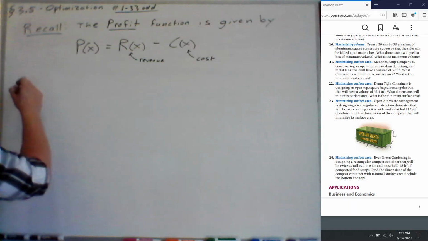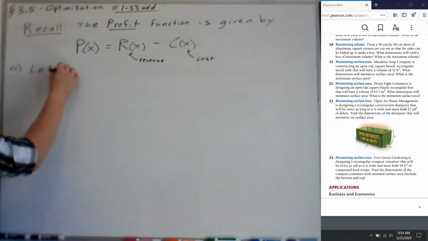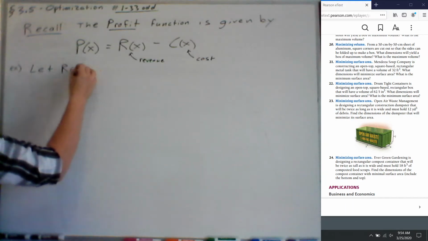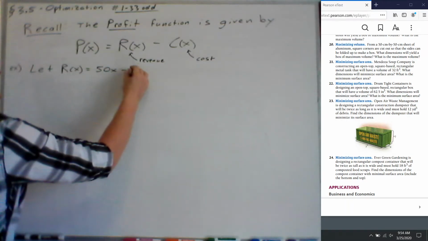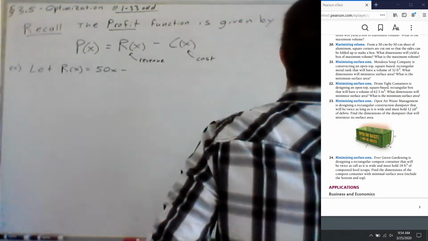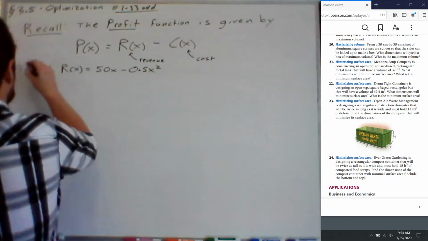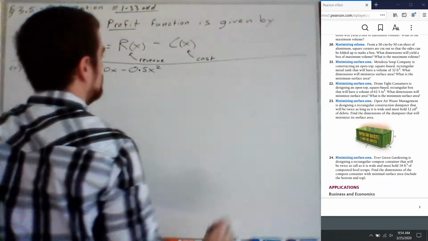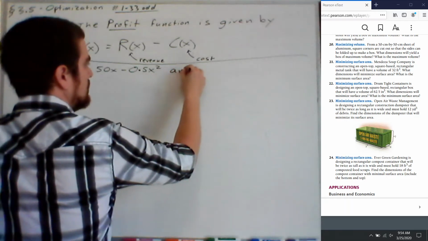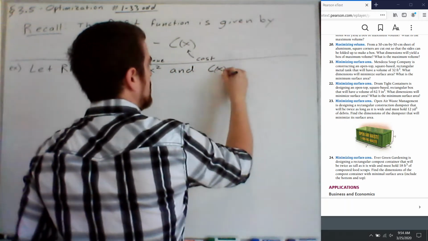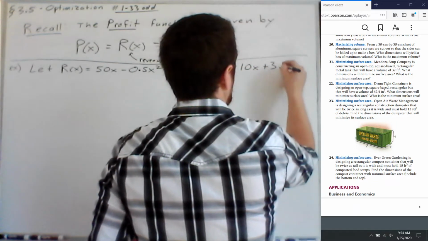So let's look at an example where we'll let the revenue equal 50x minus 0.5x squared. So let's say we have this given revenue function and we have a given cost function as well. C of x is going to be equal to 10x plus 3.